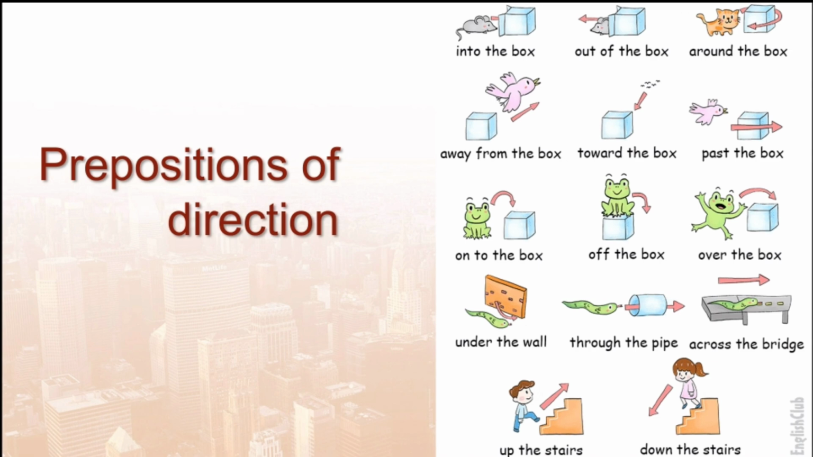We also use this preposition to talk about the movement on the road or through the river. So you must have come across the words like across the river or across the road. Then we talk about the upward and downward movement, that is moving up the stairs or down the stairs. So these are some of the commonly used prepositions of direction.